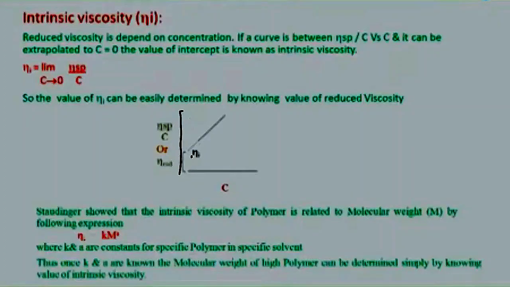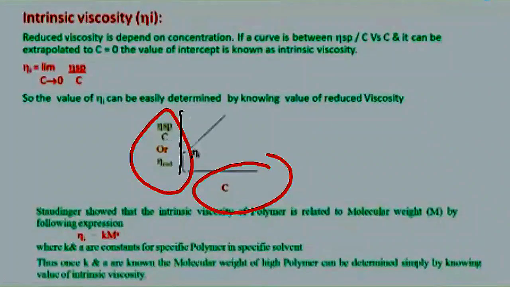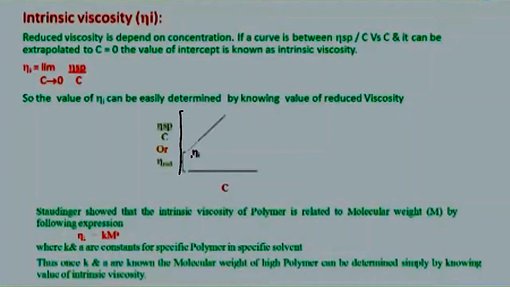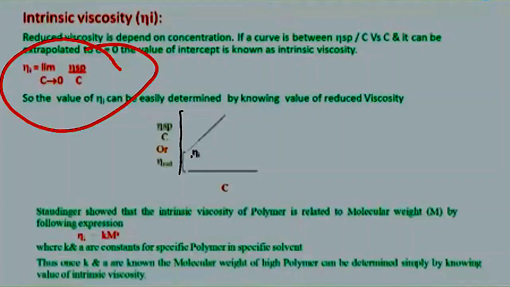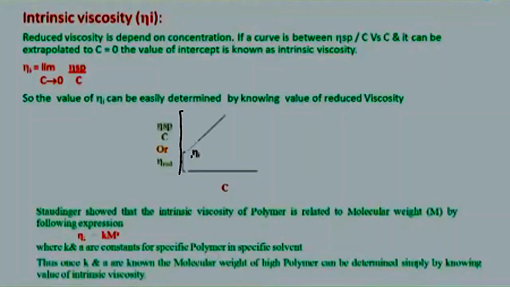Reduced viscosity is dependent on concentration. If a curve is plotted between eta Sp upon C versus C, it can be extrapolated to C equal to 0. The extrapolated value is known as intrinsic viscosity. Thus, it is given by the expression eta I is equal to limit C tends to 0 of eta Sp upon C. So, the value of eta I can be easily determined by knowing the value of reduced viscosity.